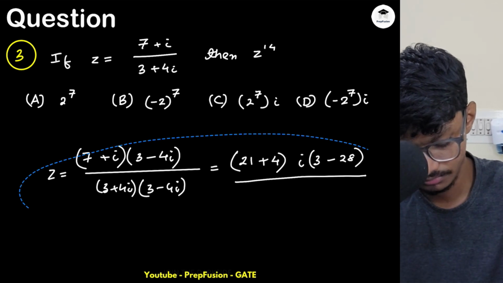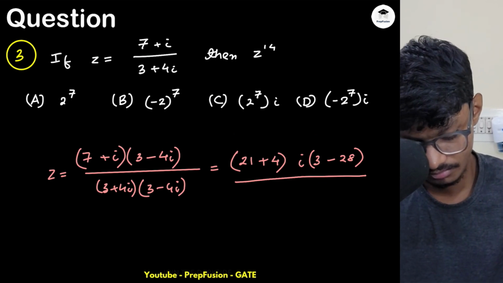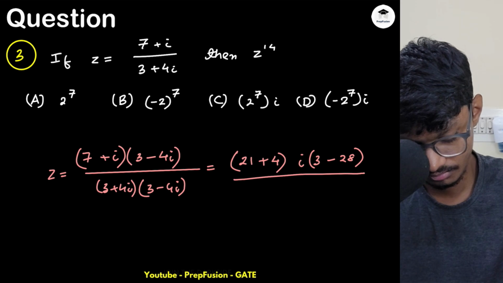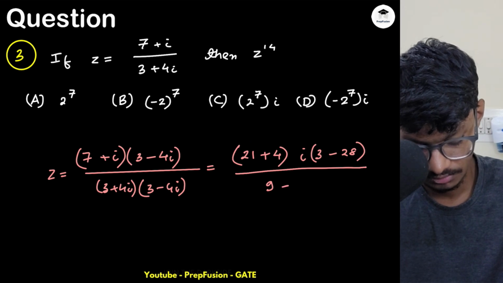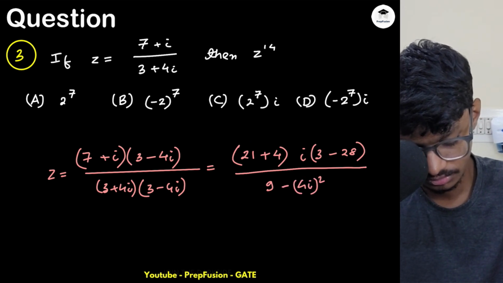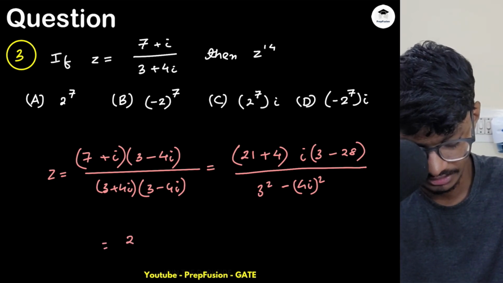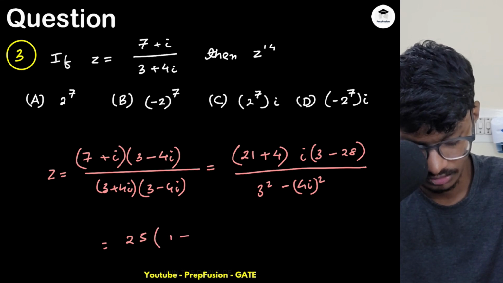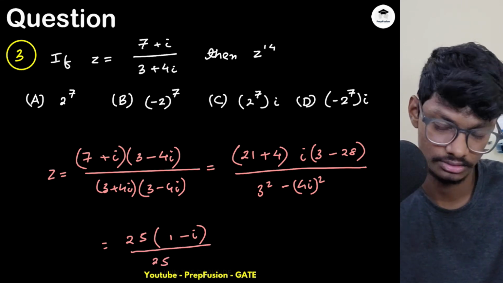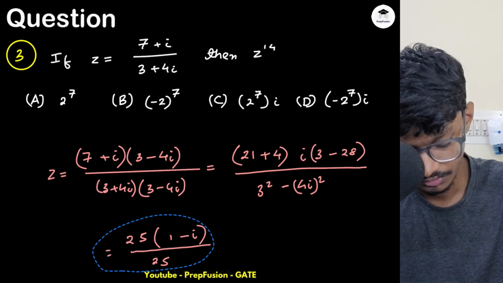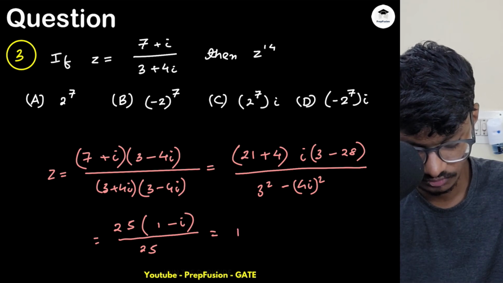Okay, I will just change the color. This will be 9 minus 4i whole square. Like this will be 3 square minus 4i whole. This will be 25 basically. And here on the top also I can take common 25. So it will be 1 minus i divided by 25. You can simplify this with Euler's also, like taking the power, which we'll learn later. But for now, let's just understand this. So this is 1 minus i.